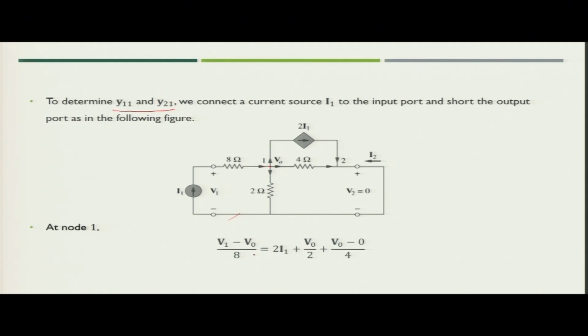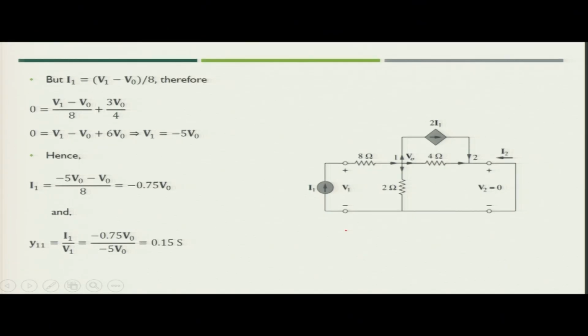We can write (V1 minus V naught) by 8 equal to 2 times I1 plus V naught by 2, because the current which is flowing through the 2 ohm resistance will be V naught by 2, and then the current flowing through the 4 ohm resistance would be V naught, because this is short circuited. So, the potential of this node would be 0. So, you can simply write V naught by 4. Now, if you simplify, you will get the value.